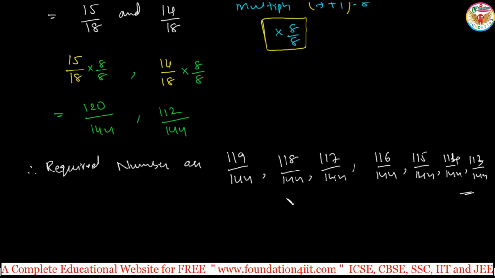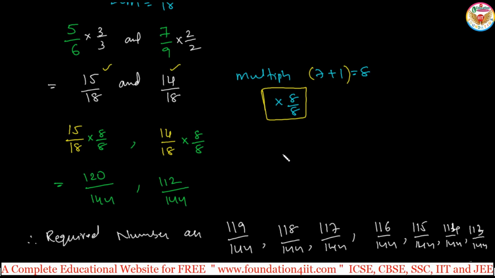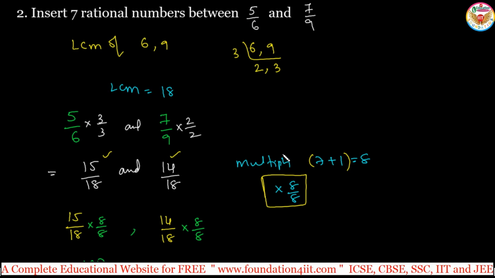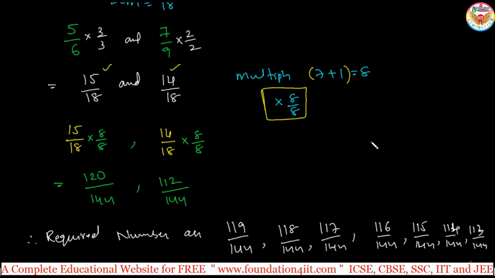Okay, this is the simple and easy technique. Just first make the denominators the same number, like taking the LCM, and then multiply and divide with the number of rational numbers required plus 1. Okay, we'll get this. So we can do it in this way. So these are the topics from this chapter 1. So you can go through them clearly one by one.